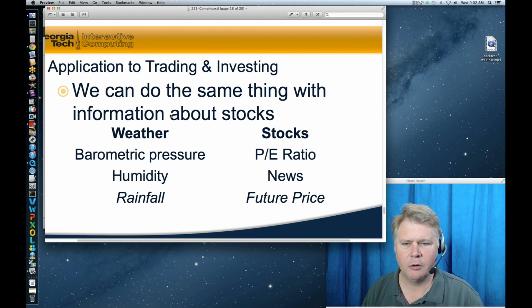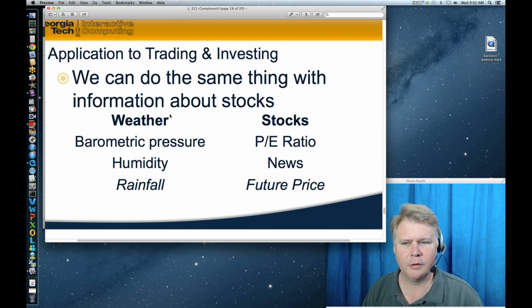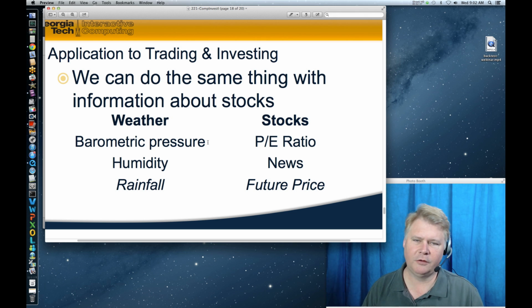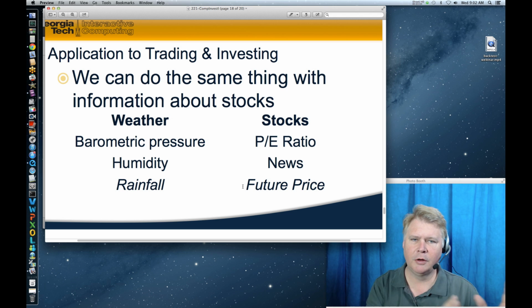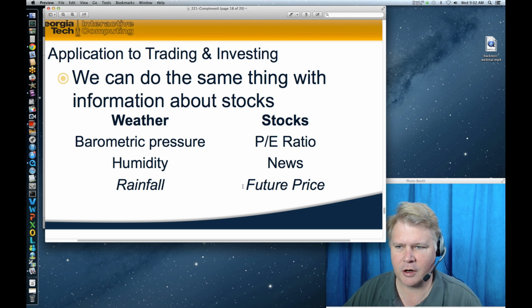Okay, so we can apply this to the markets as well. So instead of weather, we can think about stocks, and instead of, say, barometric pressure, we might use factors of stocks like PE ratio, news, and instead of estimating rainfall, we might estimate future price. So that's a way that we map from these examples I've been showing you to a stock market example.